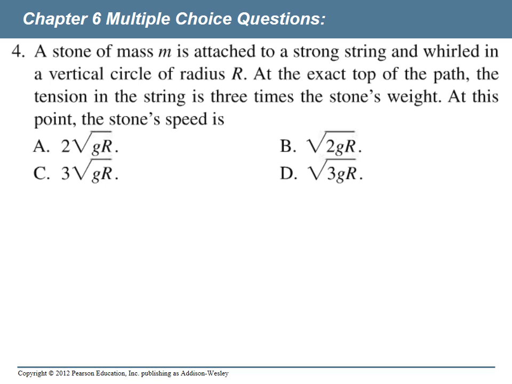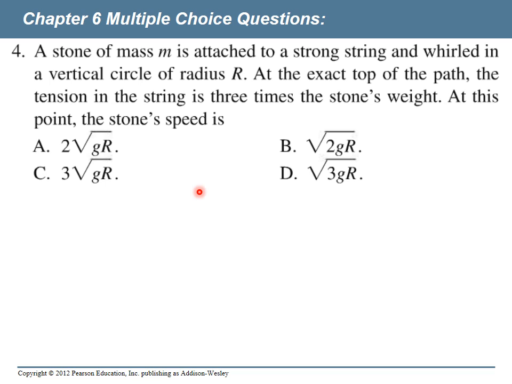Well, first thing we would want to do is draw a free body diagram when it's at the top, right? So in that free body diagram, the object would be here, and you'd have a weight of mg, and then you also have a tension acting down as well, which is 3 mg. So when you sum these together, you have a downward force of 4 mg.